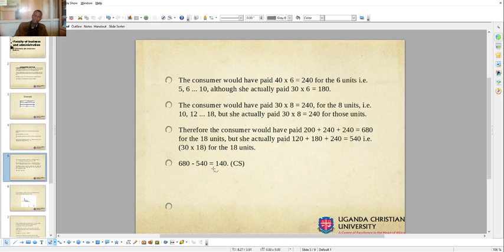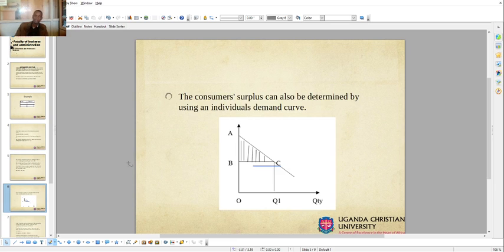Actually, to get what the person actually paid, you may not need to go into this minus this and then multiply. You can just get the market price and the amount the person will buy at that price. And in this case, we use 30 times 18. Okay, that's the consumer surplus.